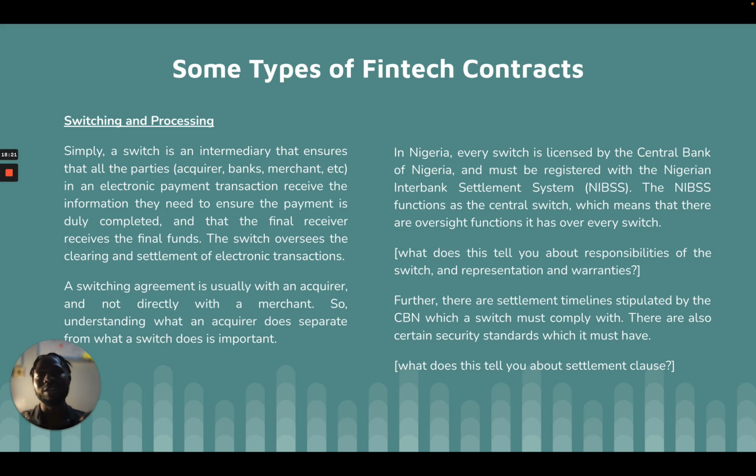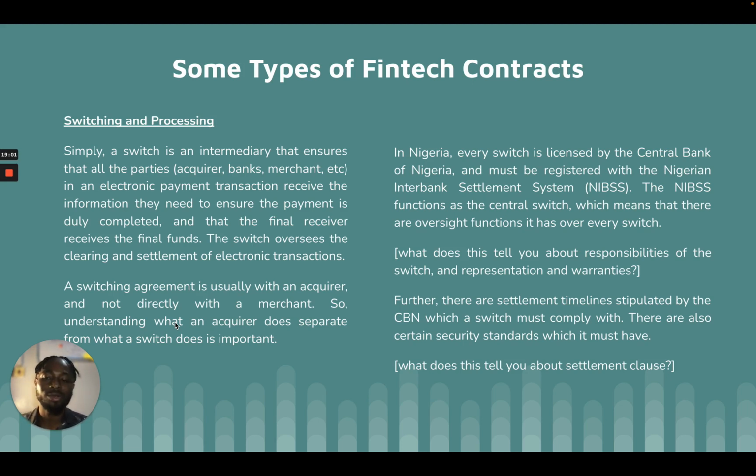It facilitates the clearing and settlement of transactions. Remember that I mentioned clearing and settlement earlier: clearing is everything that happens before the last step, everything until your money is deducted from your account and gets to the acquirer. Settlement is the final part and ends when the merchant gets its money in the settlement bank. So the switch oversees the clearing and settlement of transactions. A switching agreement is usually with an acquirer and not directly with a merchant.